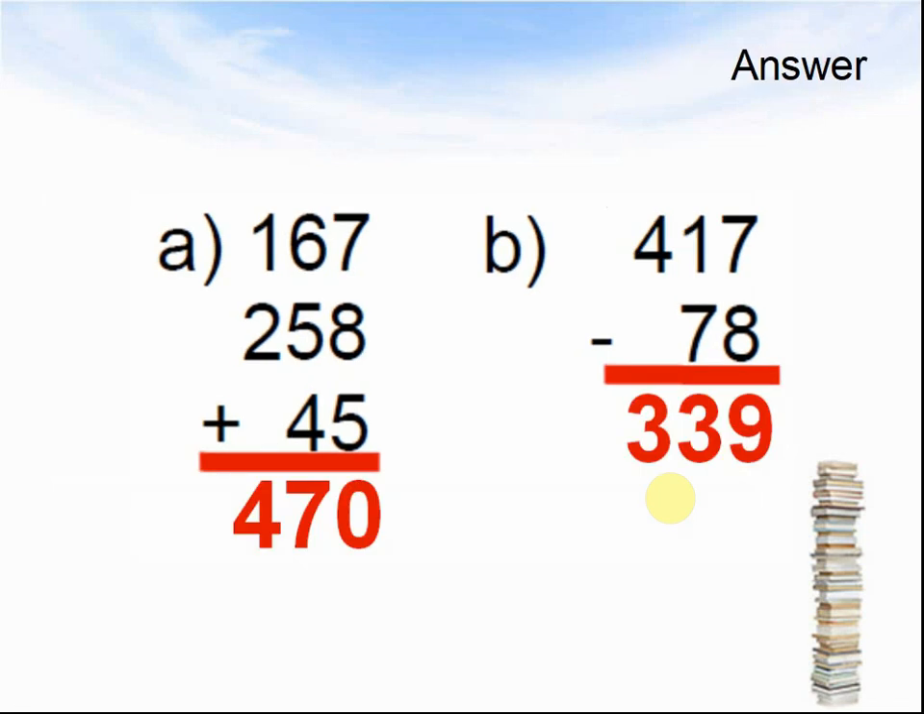Answers. 167 plus 258 plus 45 is 470. And B, 417 minus 78 equals 339. Let's look at the next question.